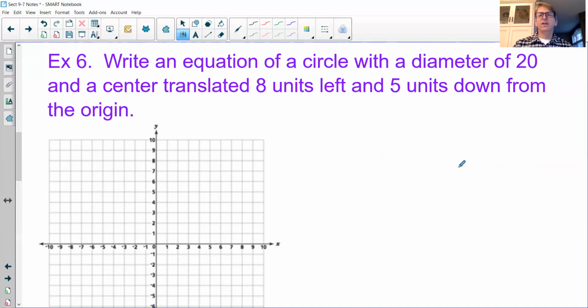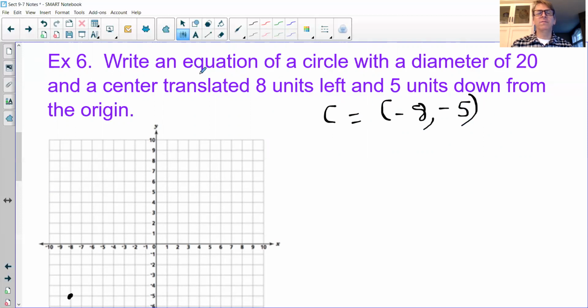Okay, so let's look at this first. The origin is right here at (0, 0). And it says the center is translated 8 units to the left, all the way over. And then we're going to go 5 units down. So we're going to go 1, 2, 3, 4, 5. Okay, so let's put the center in right there. The center is at (-8, -5).